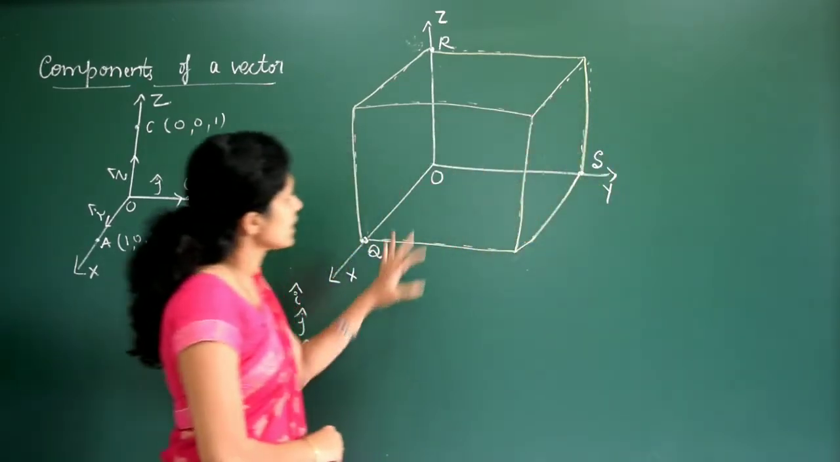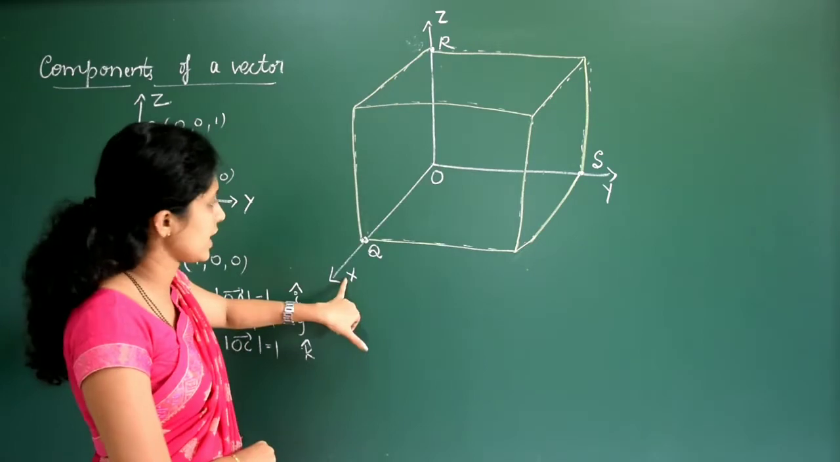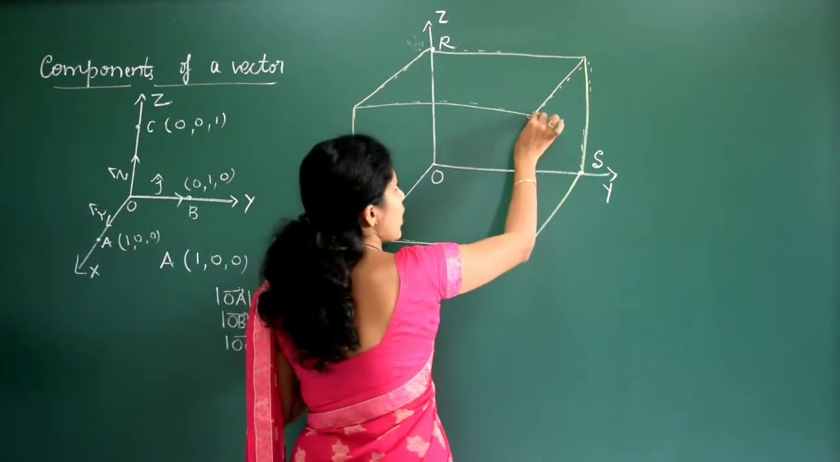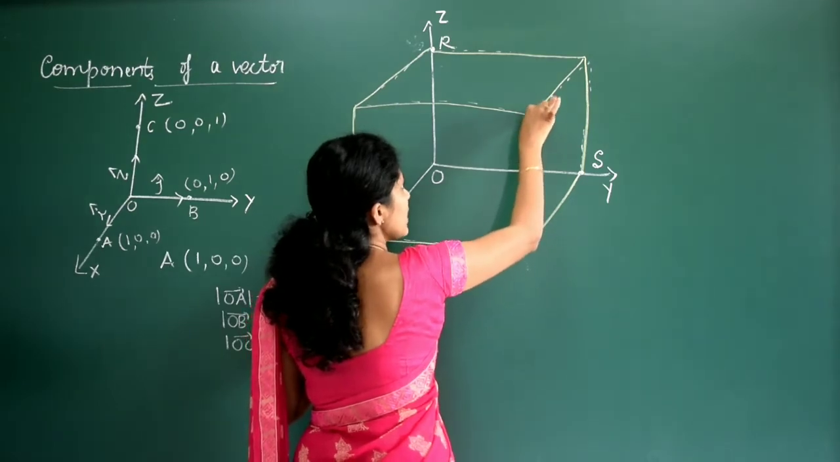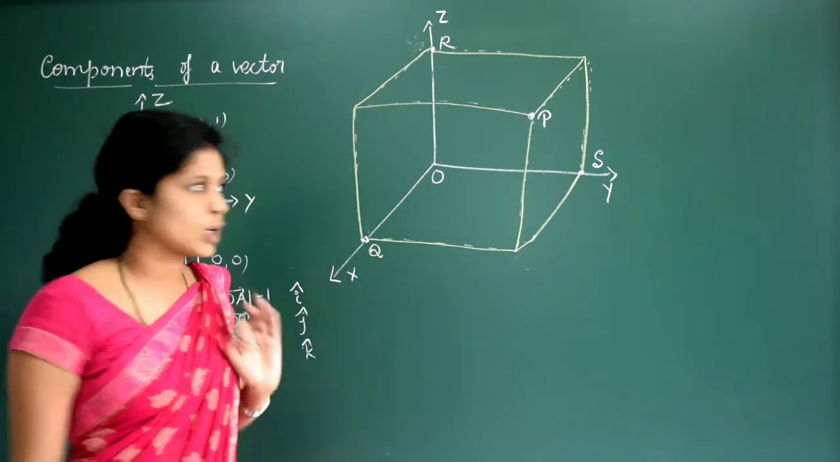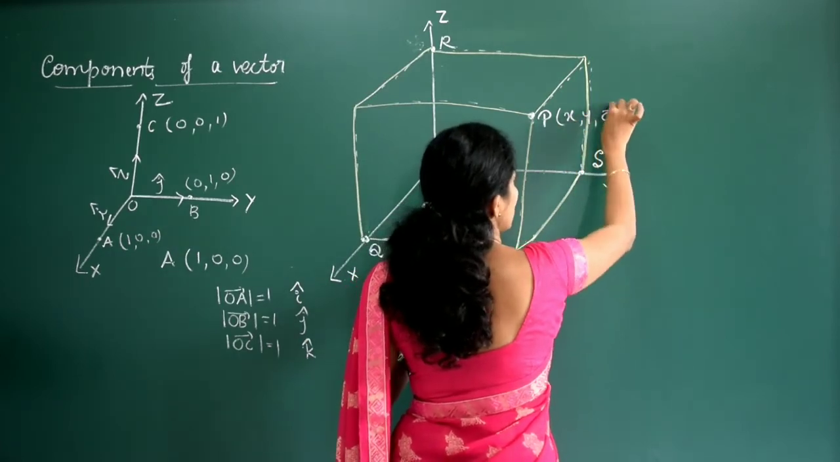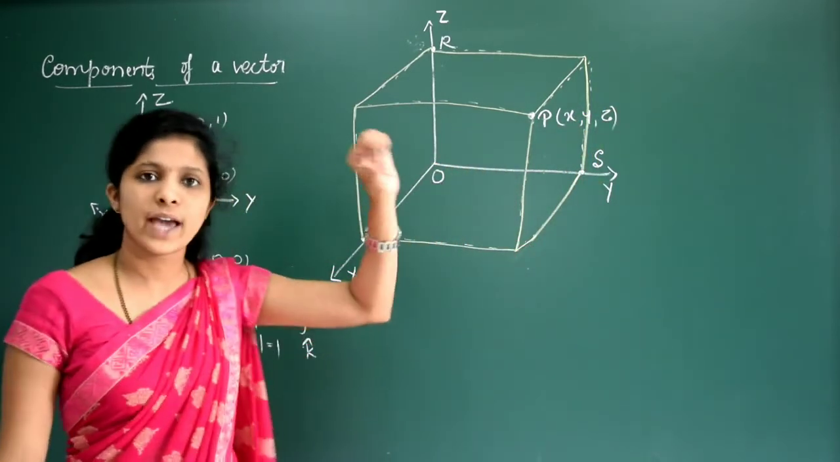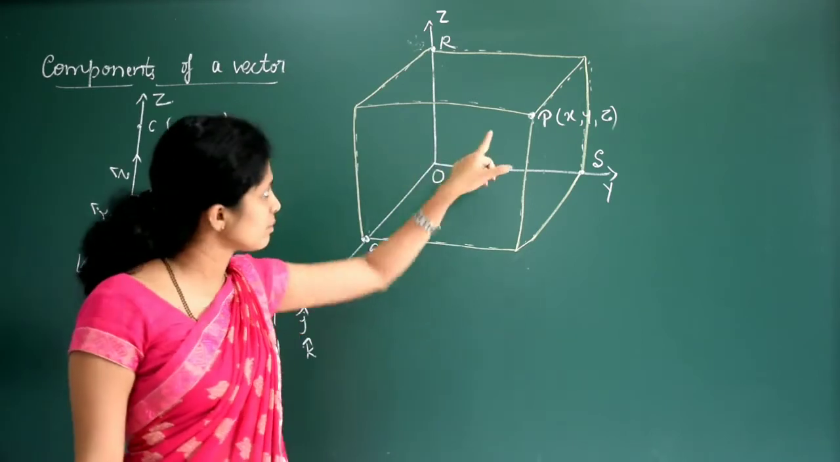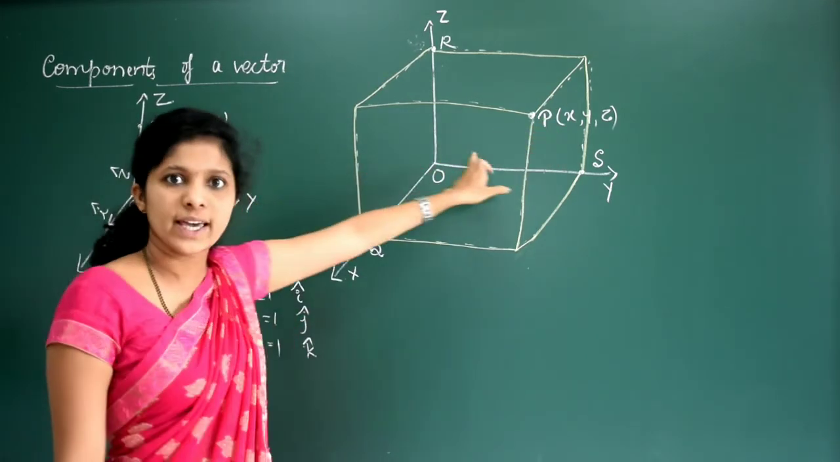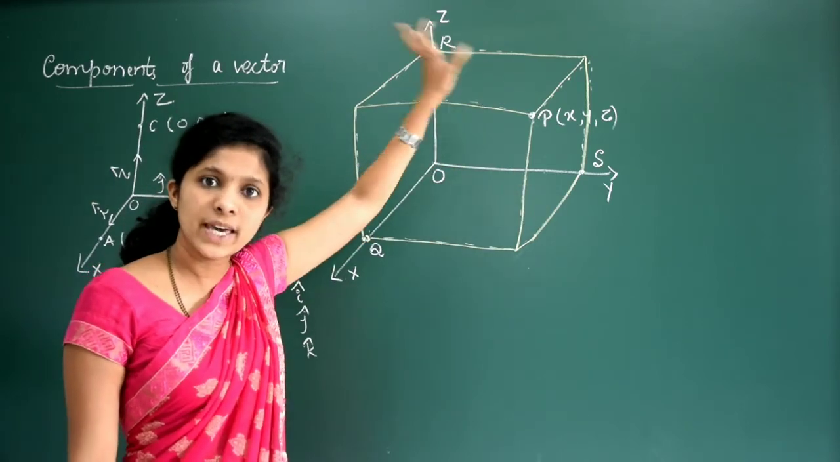See here, I have considered the 3 dimensional x, y, z axes. Let us consider a point P. Okay. This is a point P with the coordinates x, y and z. Okay, this is in space now. We have to consider one point with the coordinates x, y, z. I mean the x-axis length will be x, y-axis y and z-axis will be z.